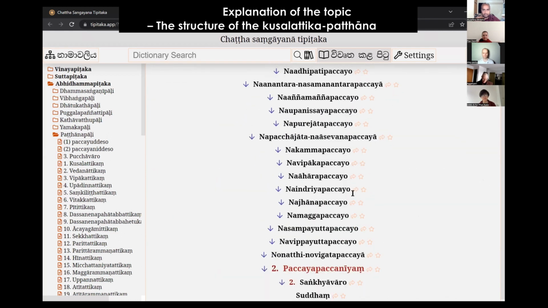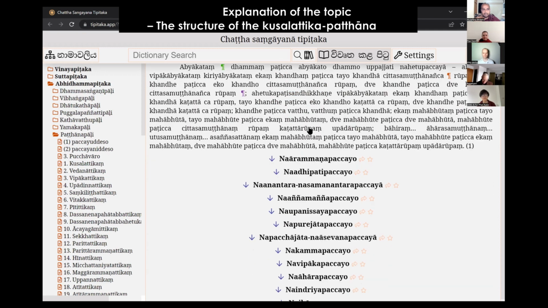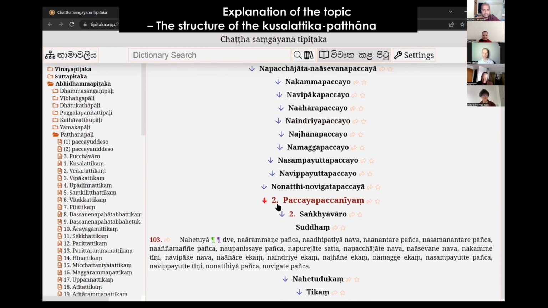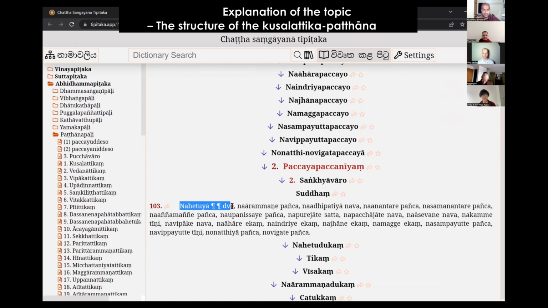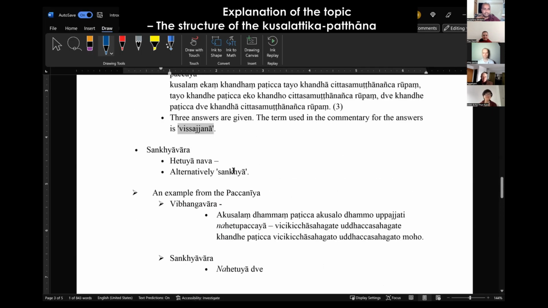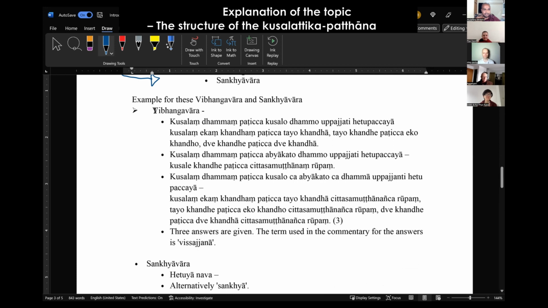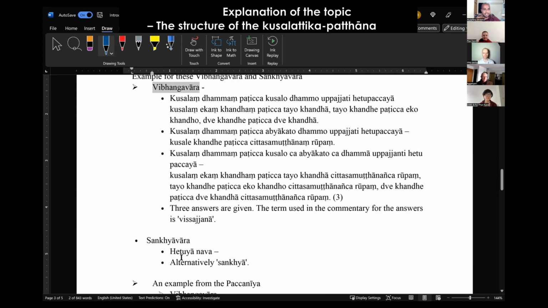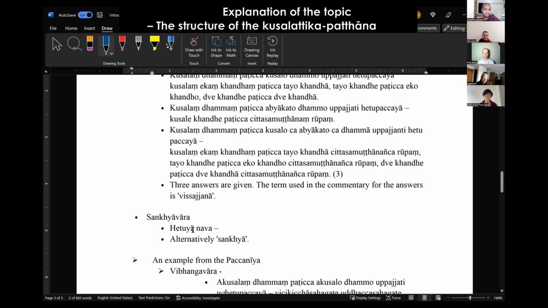So when we move into the Sankhya of the Paccanīya, we are looking at this Pali, nahetuyā dve, which means by not root condition, there are 2 answers. So we see the summary here. What we saw here is the Vibhangavara, the chapter of classification, and the Sankhya, the chapter of enumeration. These 2 are connected, right? We see the Vissajjana here, the number of the answers. Answers are directly given, and the summary is given here, like that.